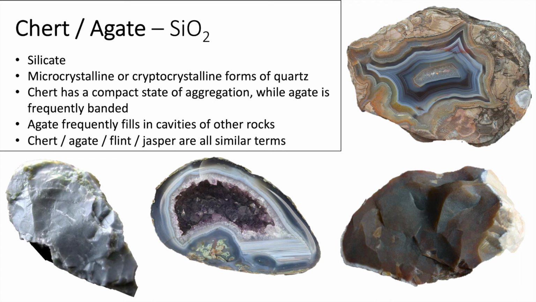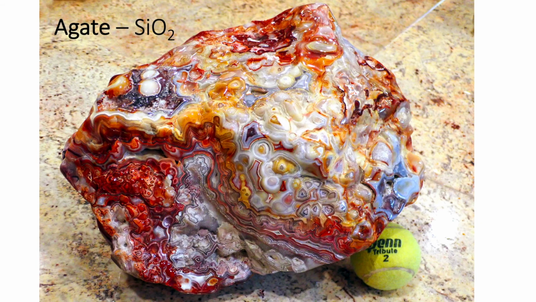So the differences between, you'll see words such as chert or agate or flint or jasper. Those are all referring to these micro or cryptocrystalline forms of quartz. There is not a perfect way to distinguish between each one of those. They're often used interchangeably. Chert in general is going to have this compact state of aggregation. So chert, here we're looking, the bottom left and bottom right are both examples of chert.